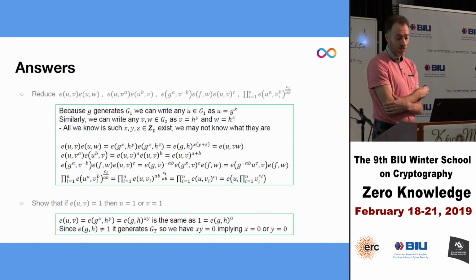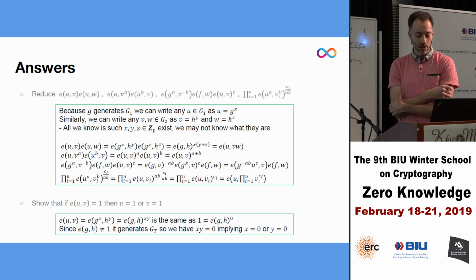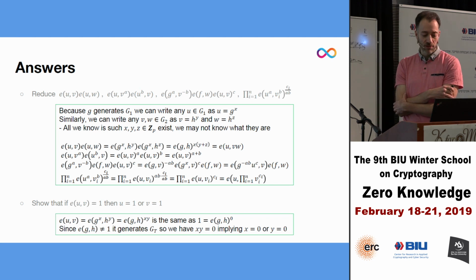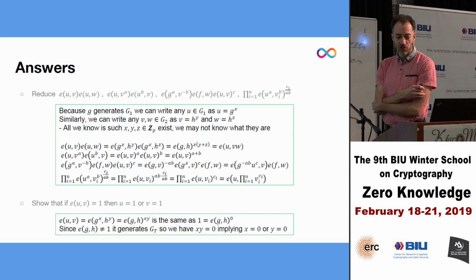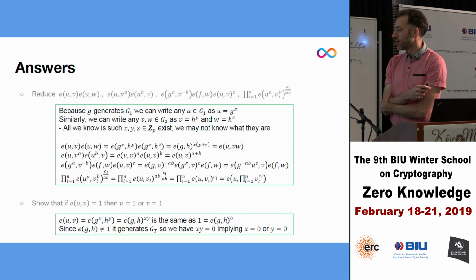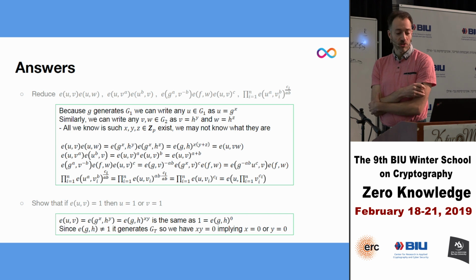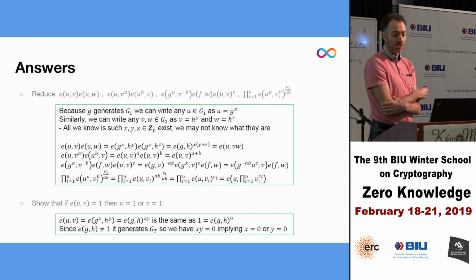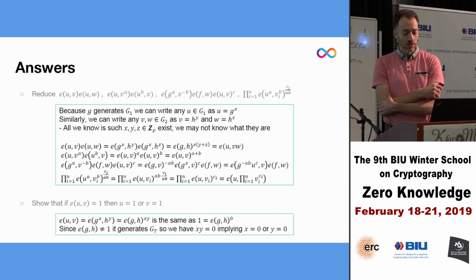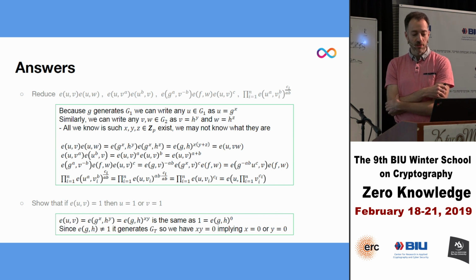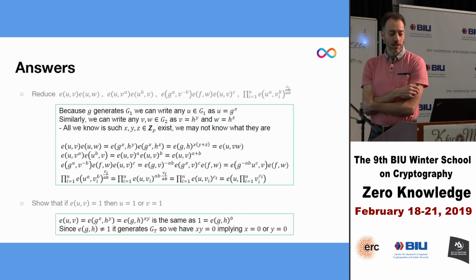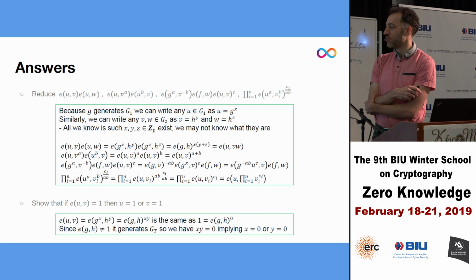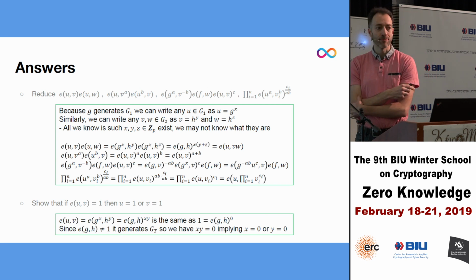And for the final question, if we have the pairing of u and v is the same as 1, well, if we rewrite the pairing of u and v, that's the same as the pairing of g and h to these secret discrete logarithms x and y. Okay, and 1 is, of course, since the pairing of g, h is a generator for the target group, that's the same as that generator raised to 0. So if the pairing of u, v is the same as 1, then that means that xy is 0. And that, of course, implies that either x is 0 or y is 0, and therefore either u is 1 or v is 1.